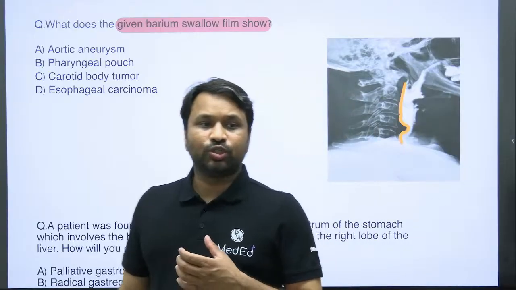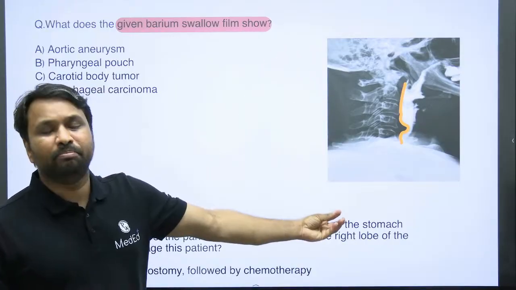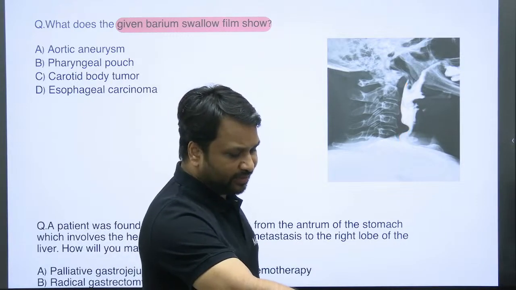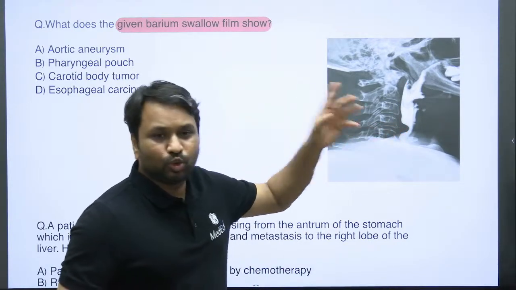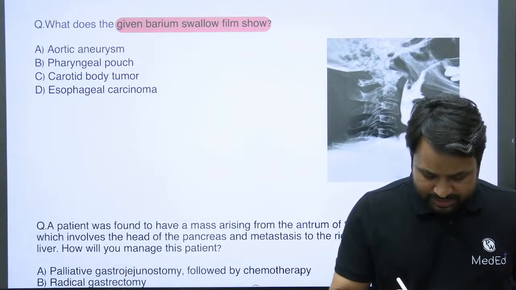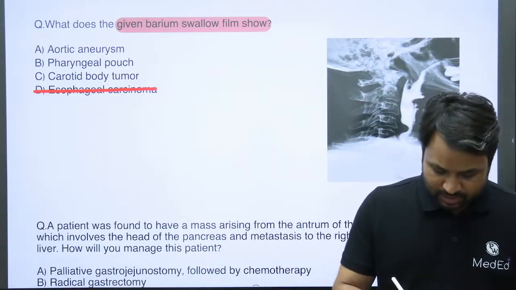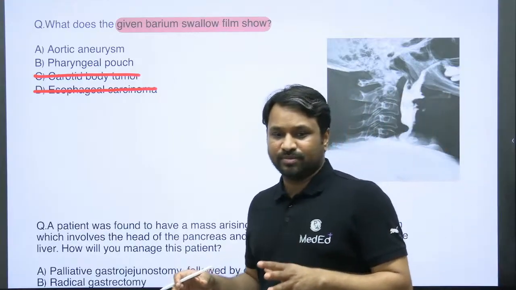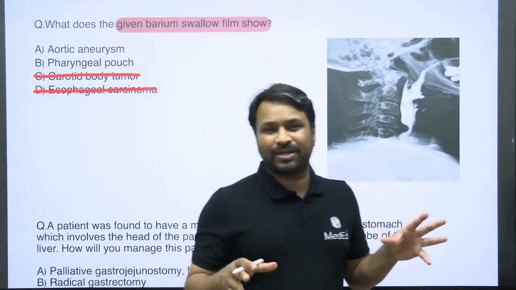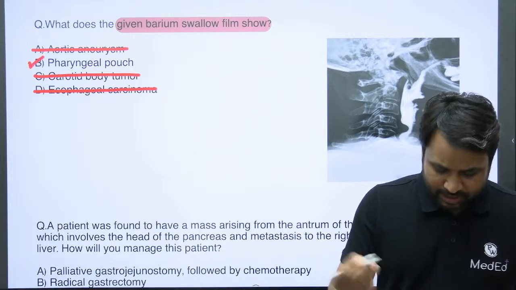Esophageal cancers, no. Esophageal cancers will be more towards the middle part of the esophagus, and they'll be irregular. This is a very smooth border, a very smooth filling defect. You cannot have this in cancers. If at all there is smooth filling, it can be a leiomyoma of the esophagus, but this cannot be the answer. Carotid body tumor is at the carotid bifurcation, which has no relation with the esophagus. Aortic aneurysms, especially descending thoracic, can compress the esophagus, but there will be a uniform compression, not at one particular point. So it is more likely to be a pharyngeal pouch.